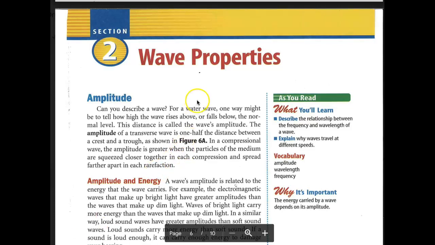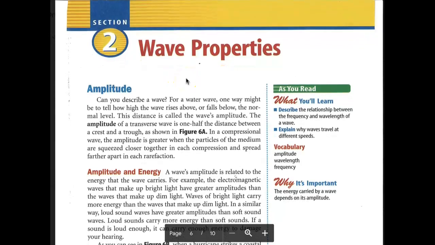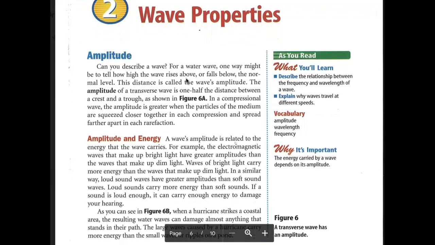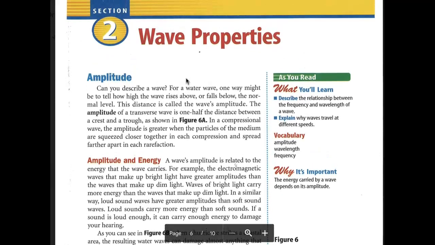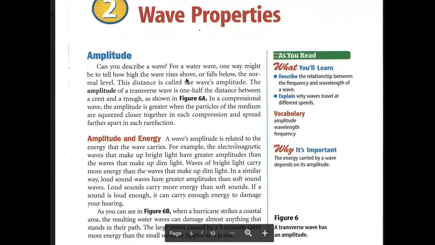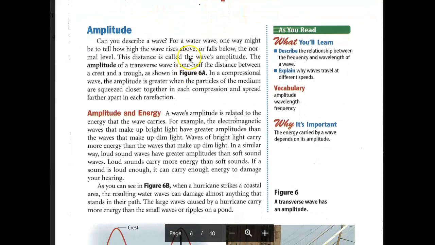All right, in the second part here, section 2, we're going to look at the properties of waves. The previous one we had looked at what is a wave. So we'll look at those different parts and be able to have the skill of labeling and knowing which part is which on a wave. So can you describe a wave?